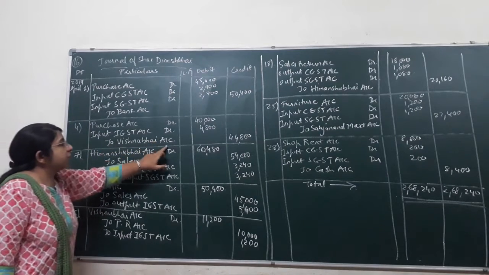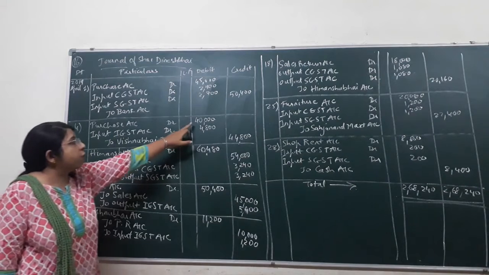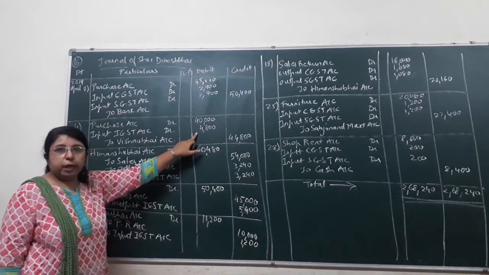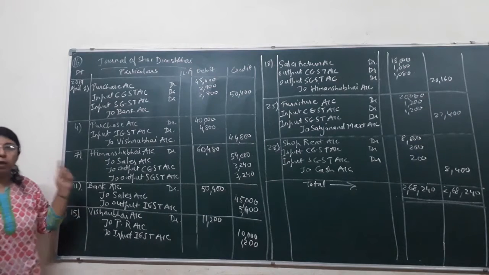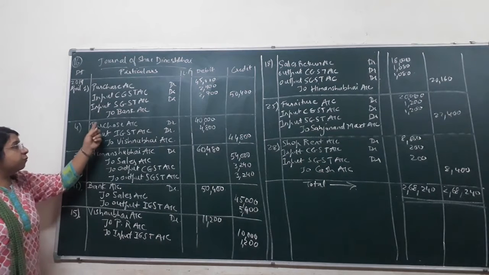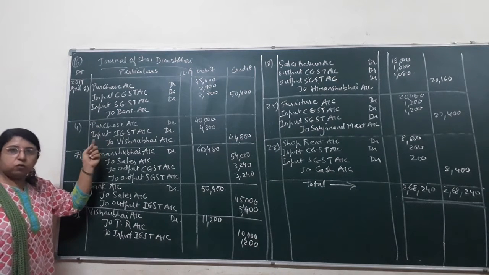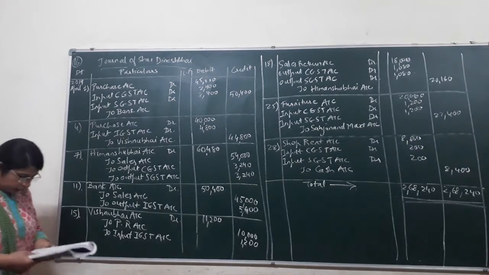To Vishnu Bhai's account credit, that is 44,800. That is the total of 40,000 plus 4,800, because Vishnu Bhai is the giver of the goods. So credit the giver as per the rule of personal account, because we have purchased the goods from Vishnu Bhai. So Vishnu Bhai is the giver of the goods. Okay. Next one, that is 7th date.